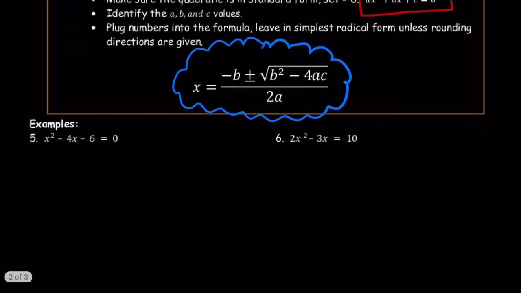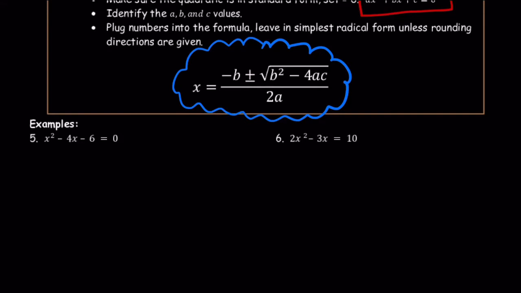Example 5, x squared minus 4x minus 6 equals 0. The first thing you might try to do is factor that, but I think it's pretty obvious to see that there are no factors of 6 that will subtract to 4. Now this one would be a great candidate for completing the square, right? Because that coefficient is 1 and that's even. And if I had a choice, that's the method I would use. But since we're practicing the quadratic formula today, that's what we're going to do.